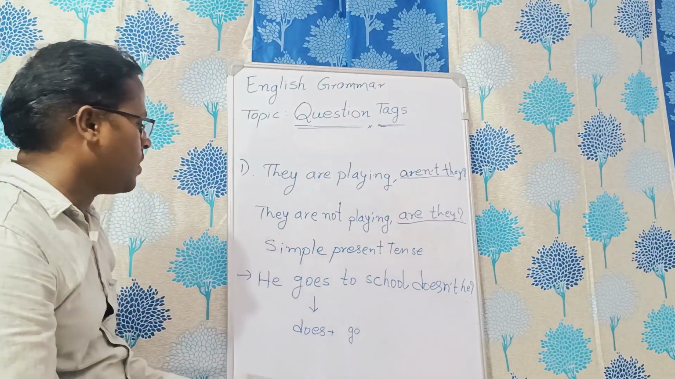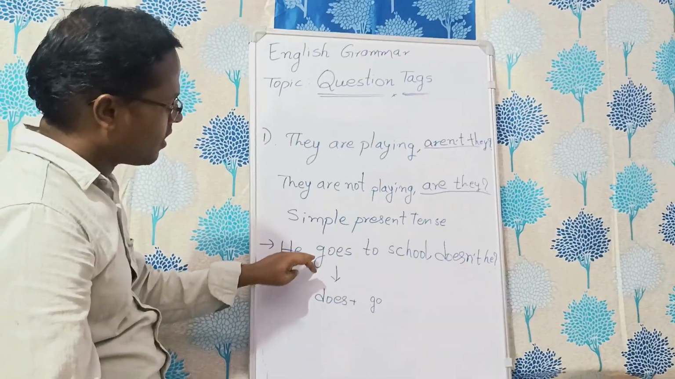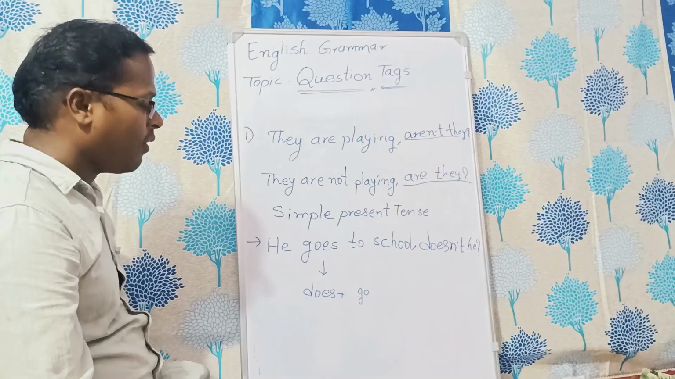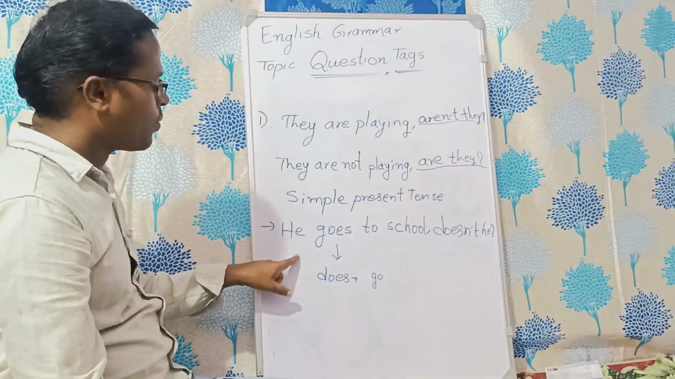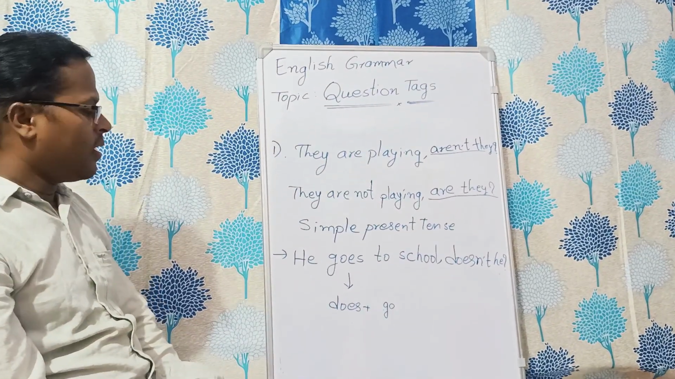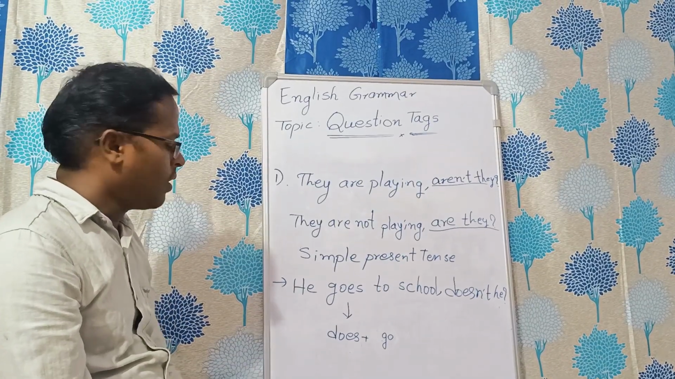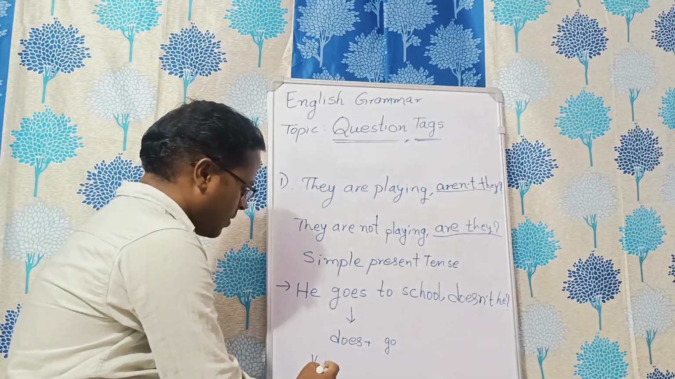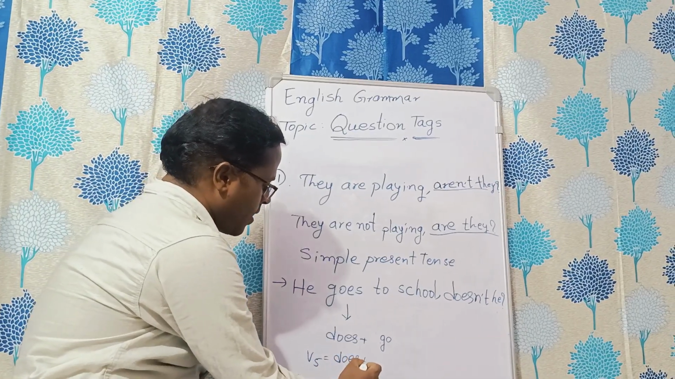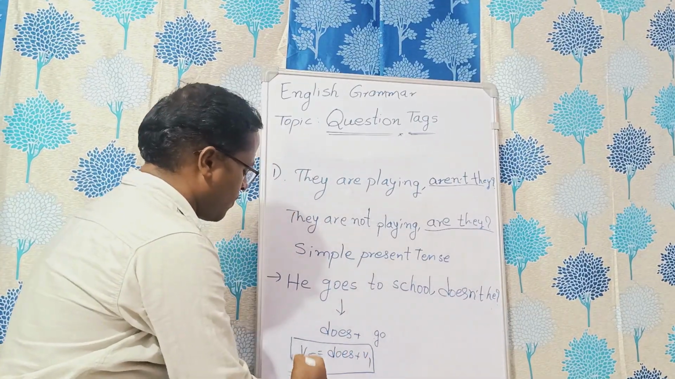Got it? So this is question tags. Here, without knowing the helping verb, I have added the question tag. How is it possible? In simple present tense, we don't use helping verbs. That's why we have to remember this structure. So what is the structure? V5 is equal to does plus V1. This is the formula you have to remember.